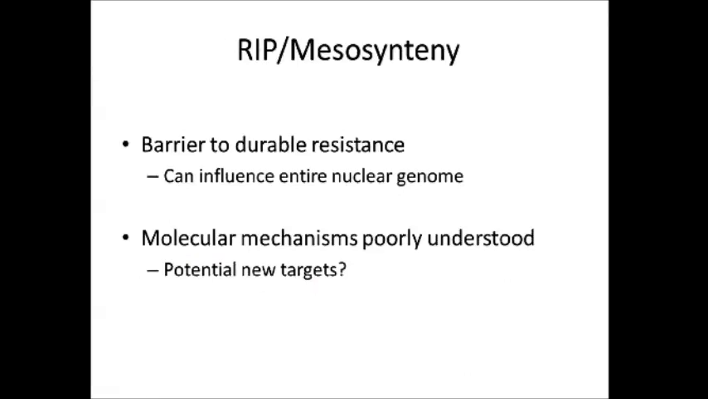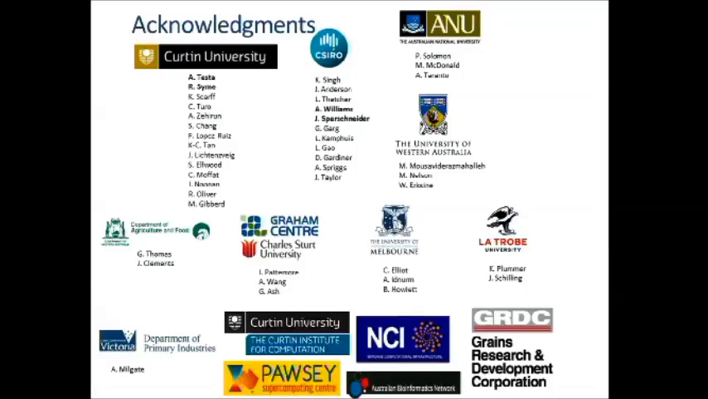So, in summary, I could see that these mechanisms would be a barrier to durable resistance. They can influence the entire genomes, and we do not understand much about it. So, potentially, any new developments in resistance could be overcome over time because of these, and further understanding of these mechanisms might allow resistance strategies to be a little bit more long-lived.